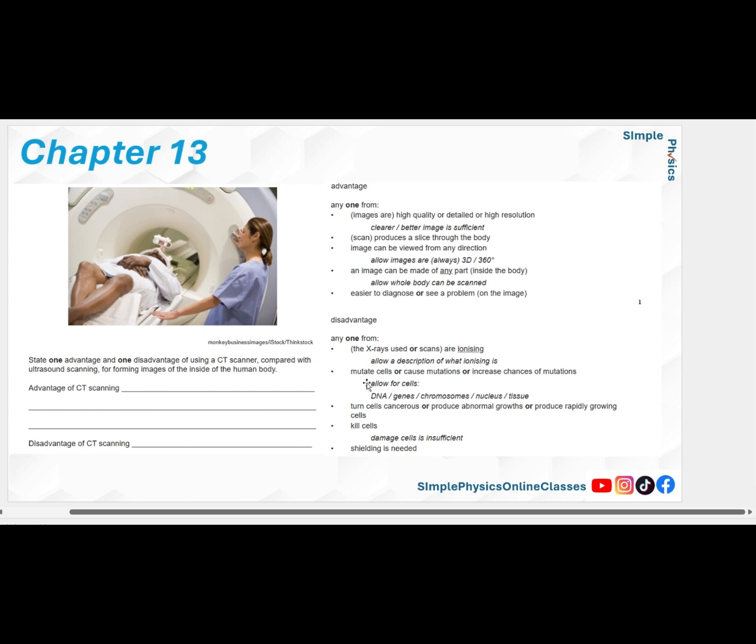Now look at the dangers. X-rays are ionizing, so they may mutate cells, cause mutations. So you have to limit how many of these X-rays you have a year. Cause cancer or kill cells. Shielding is needed. So the radiologist is never in the room when they do this. Okay, so that's chapter 13 in terms of the higher stuff.